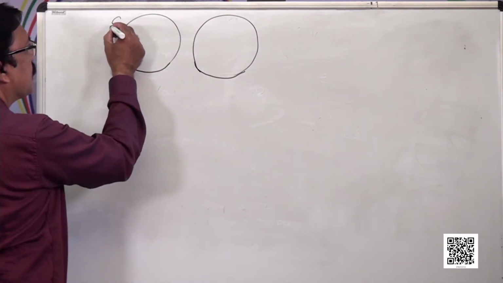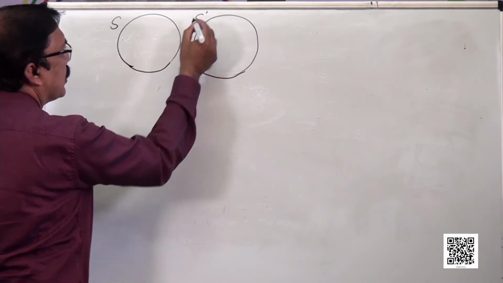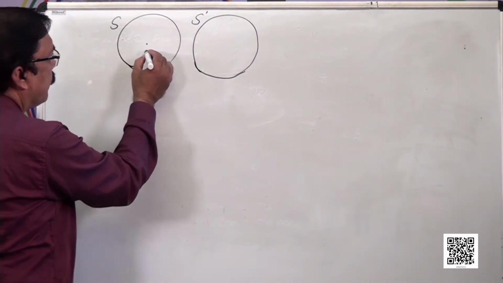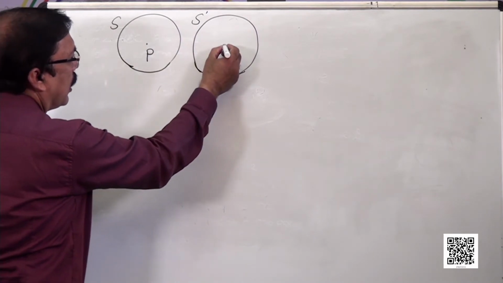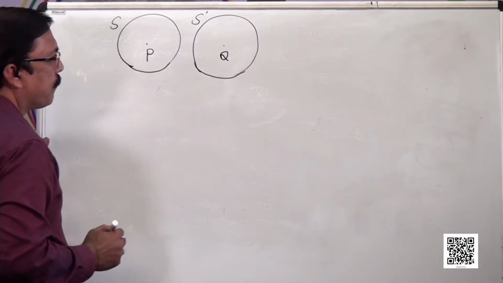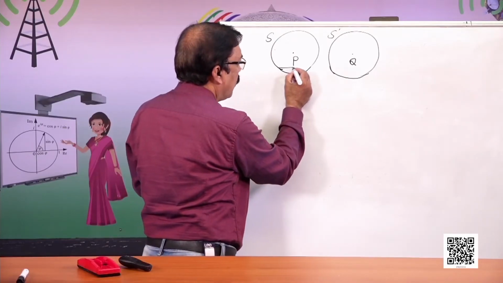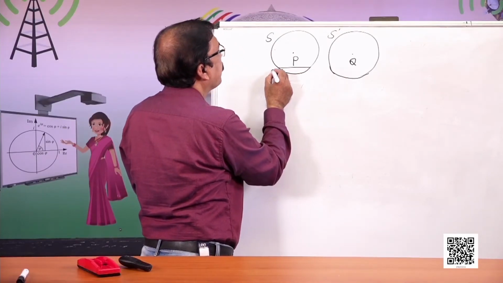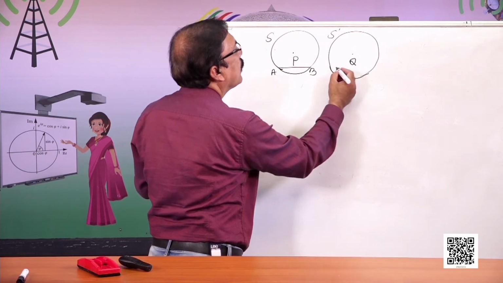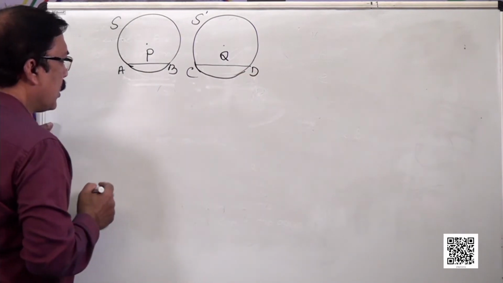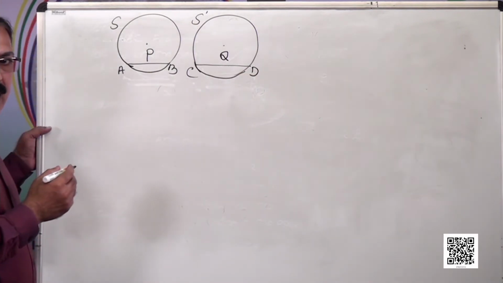Say first circle is S and the second circle is S dash with the centers P and Q, and they have equal chords. So say here AB, and in the next one say CD. So what is given here?